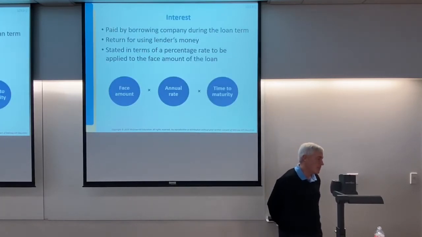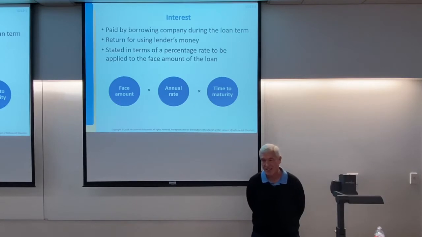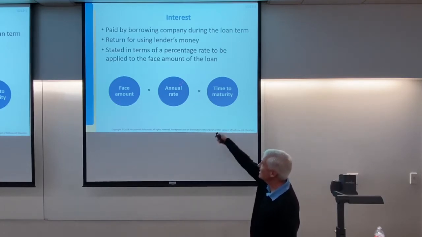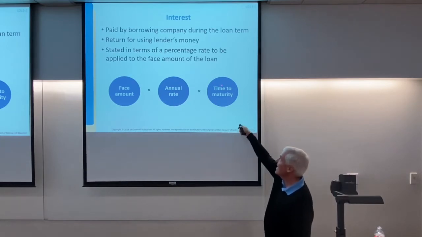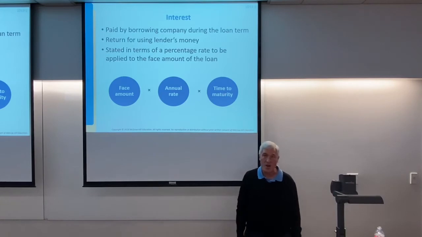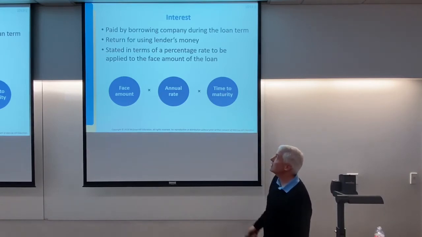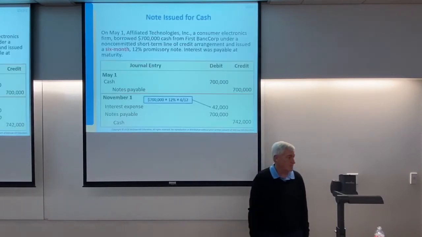So interest, I think we just saw this in our last chapter: face amount times the annual interest rate. Interest rates are always a 12-month rate. And then the third factor is the time to maturity, and we're talking about notes payable really here.